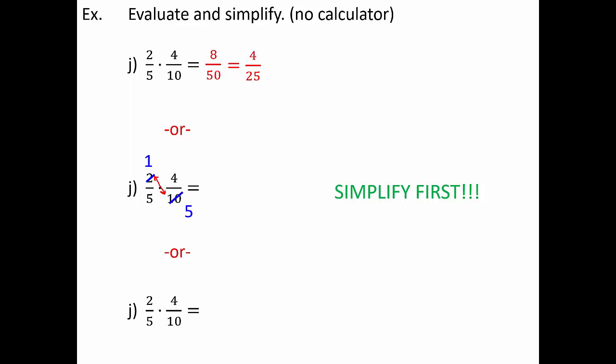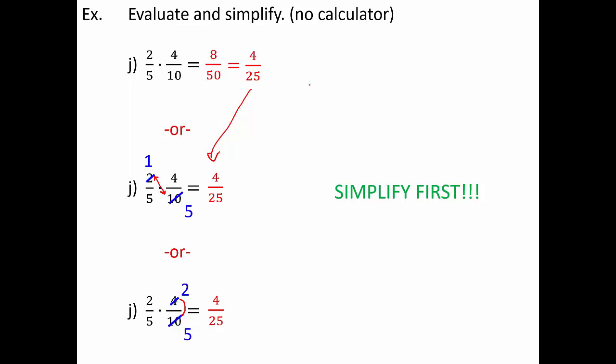Now notice if I multiply straight across, 1 times 4 is 4, 5 times 5 is 25. We get to the same answer, but we didn't simplify at the end, we simplified at the beginning. Now, of course, instead of dividing the 2 and the 10, I could have divided the 4 and the 10, divide them by 2, and 4 over 10 becomes 2 over 5. Then multiply straight across, we still get 4 over 25.